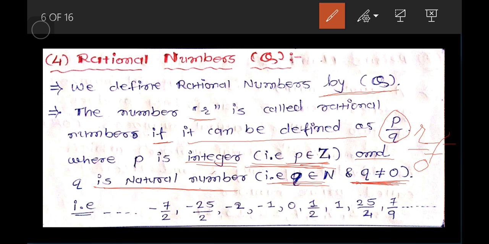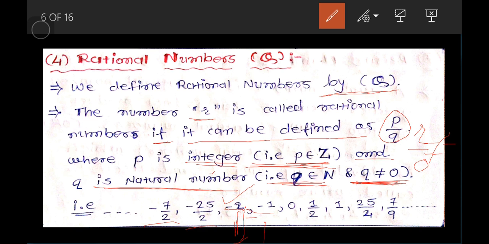Now the rational numbers are given as minus 7 by 2, 25 by 2, minus 2. Here you can see that minus 2 is also a rational number. Why? Because you can write minus 2 as minus 2 by 1. Minus 1 is also a rational number. Why? You can write minus 1 as minus 1 by 1.